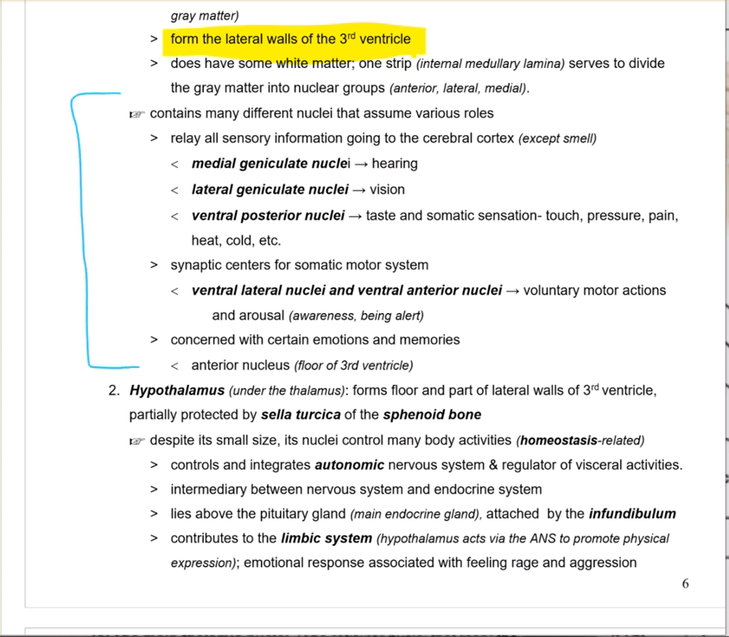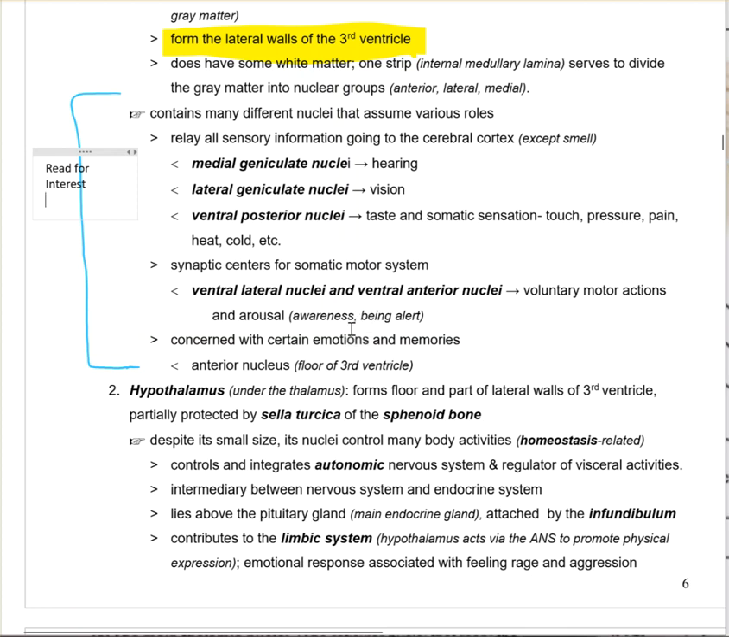Okay, I'm going to say this is for you to read more for interest. We're not going to cover each nucleus and what it does. But when you look at it, you can think, oh, there are nuclei that do hearing, there are nuclei that do vision, there are nuclei that will send things to the somatosensory region. There are ones that are getting information from the motor system.